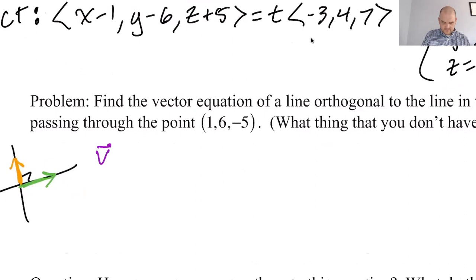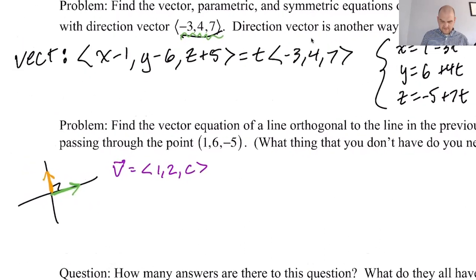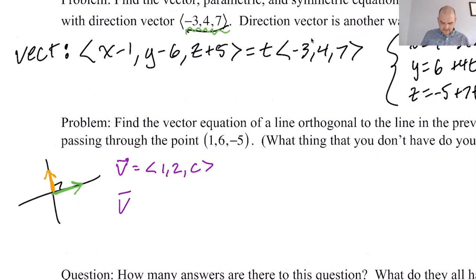V, I guess, I'm going to say it's, I don't know, 1, 2, and then C. And then I know that if I do V dot -3, 4, 7, I'm going to have to get 0. So let's actually do the dot product. So it's 1 times -3 is -3. 2 times 4 is 8.